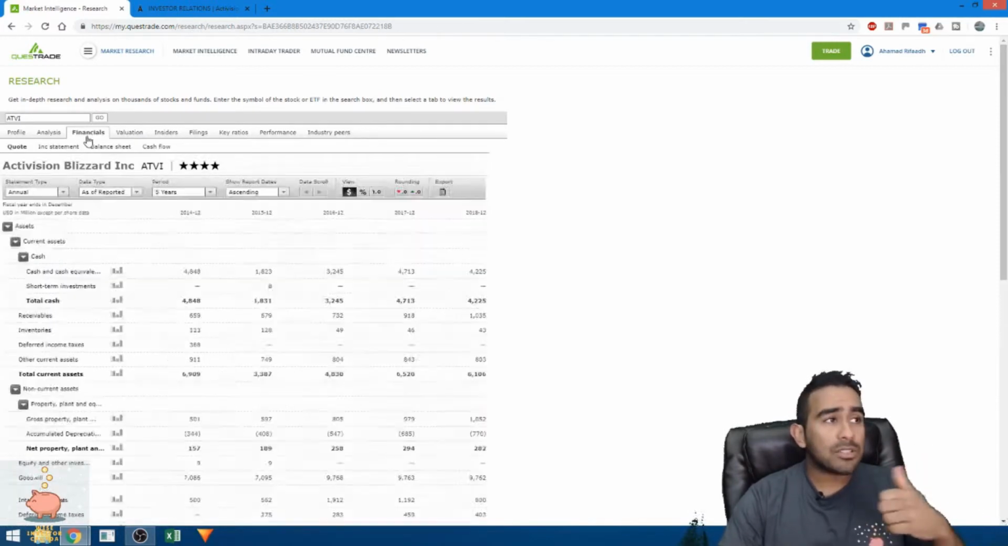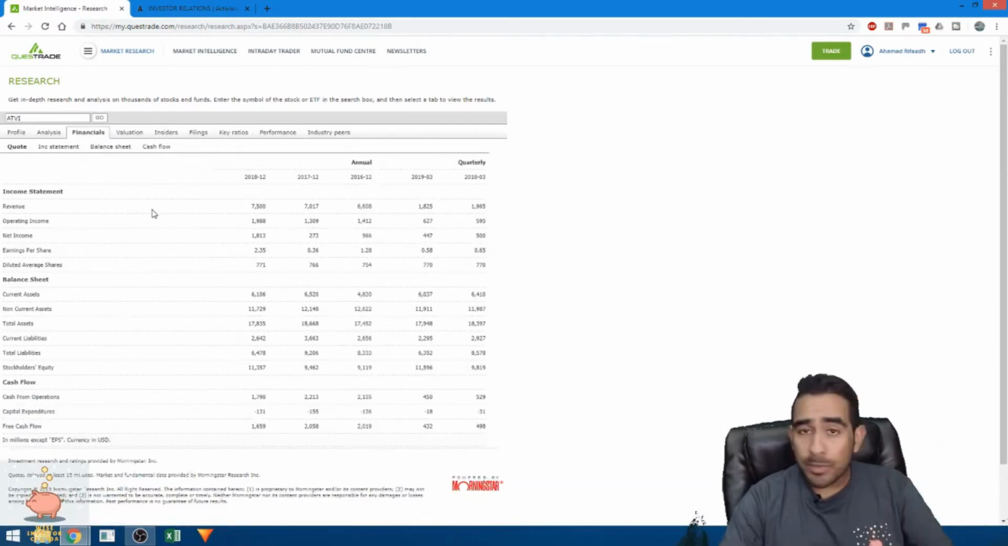And also the financials, it's always the balance sheet. The revenue has been increasing, awesome. Net income has been increasing. So those kinds of stuff I always go through. Those are the key things I do.